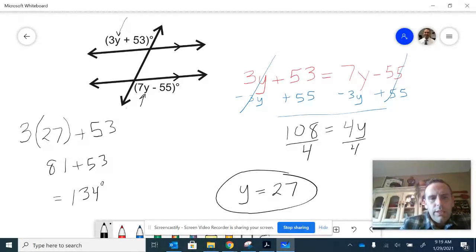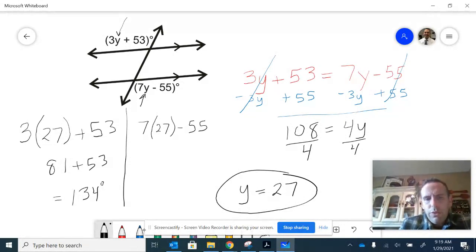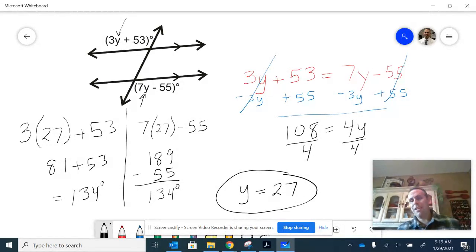All right, let's take a look and make sure that's the case on the bottom right. We have 7 times 27 minus 55, or 7y minus 55. 7 times 27, let's see, that would be carrying my 4. So I have 189 minus 55. I'm going to go ahead and write that below it. And when we subtract there, we can see that we have, in fact, 134 degrees. Feeling pretty good about it. It's a match.